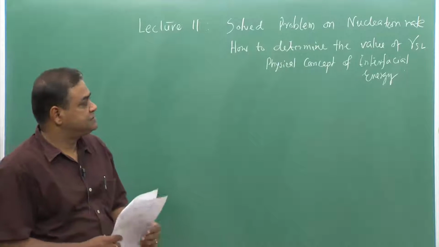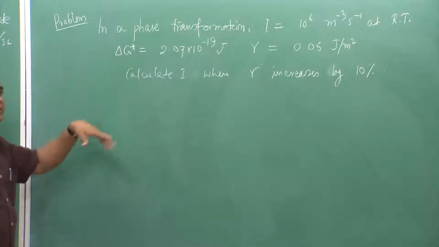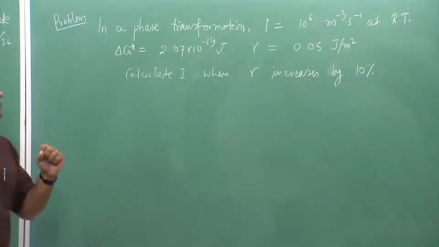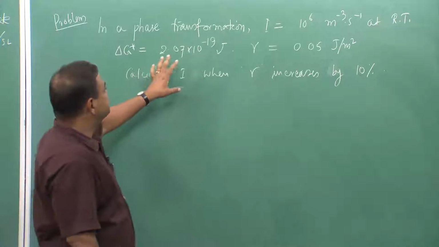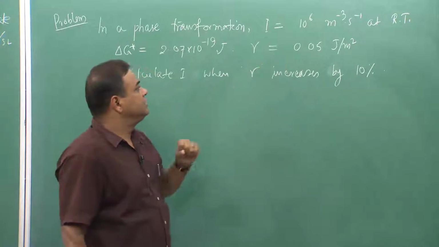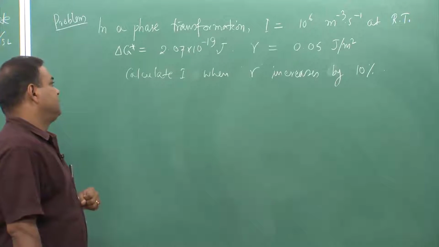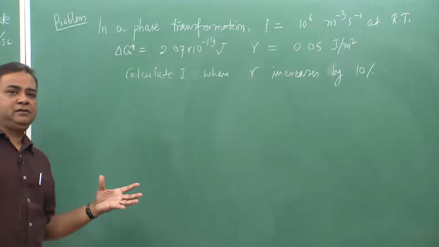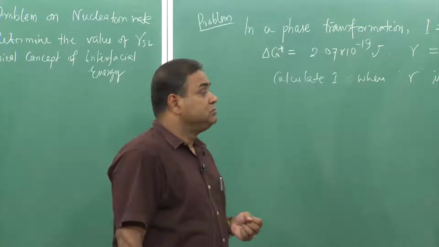So, we will take these next two things after solving that problem. Let us first solve a problem. The problem statement says, in a phase transformation, it could be solid liquid or solid solid anything, but for the time being, let us consider it is a solid liquid transformation. Here I is 10 to the power 6 per meter cube per second. As we have already discussed, the unit of I is the number of stable nuclei per unit time, per unit volume.